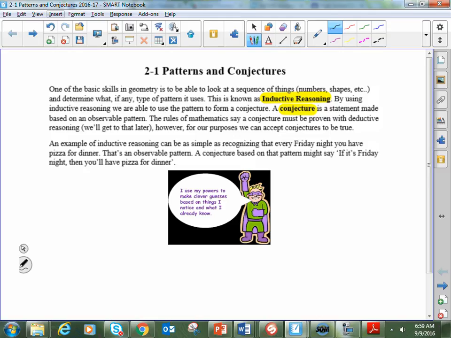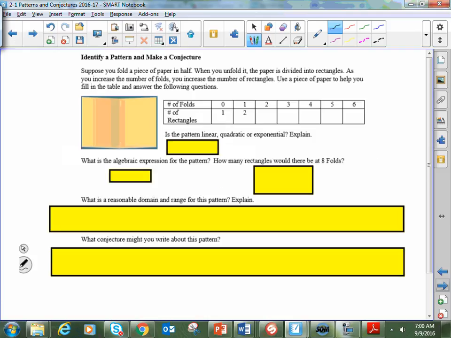So here is just a very simple, basic example of what inductive reasoning is. You eat pizza for dinner every Friday night, so you're eating pizza for dinner, so it must be Friday night. Okay, it's just a pattern that you're using to take advantage of and therefore make a prediction with.